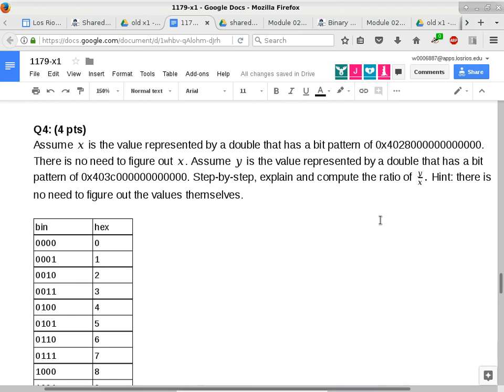Well, easiest is subjective, right? I mean, some people think one way is easier than the other. Okay, so let's play it safe and actually calculate the values of y and x, and then we actually do the division. Yep, go ahead.